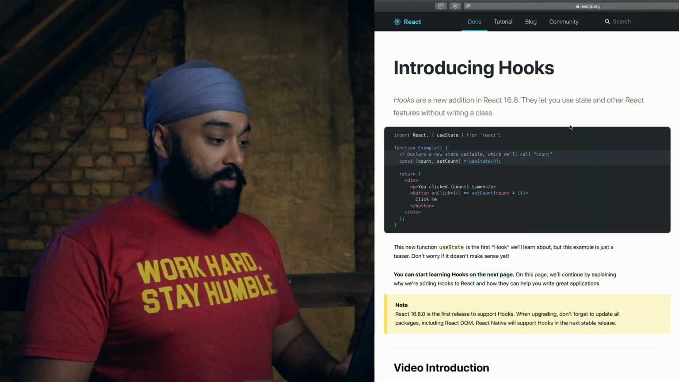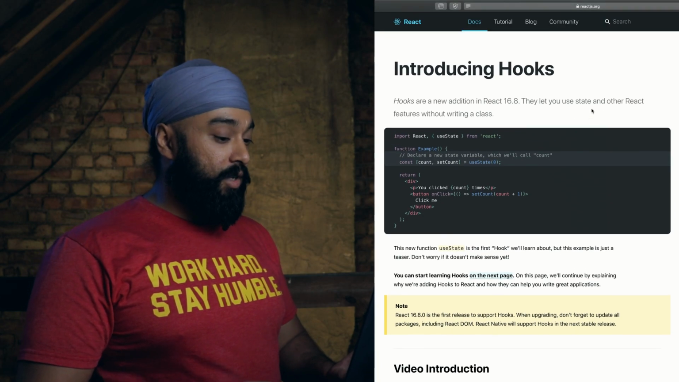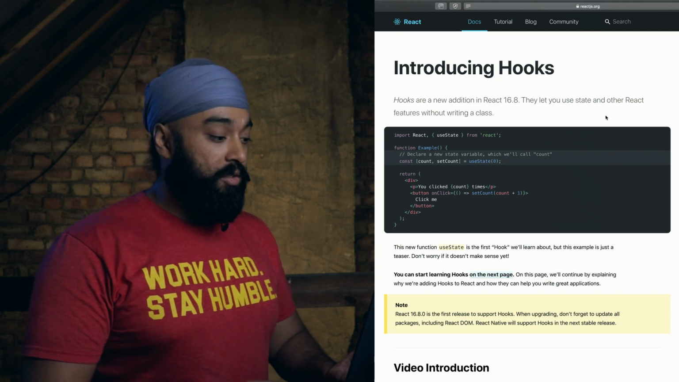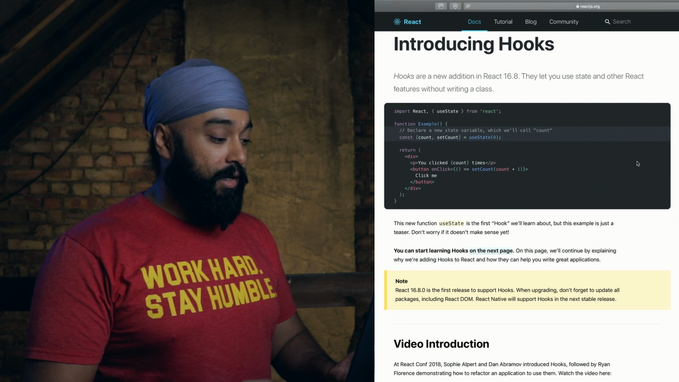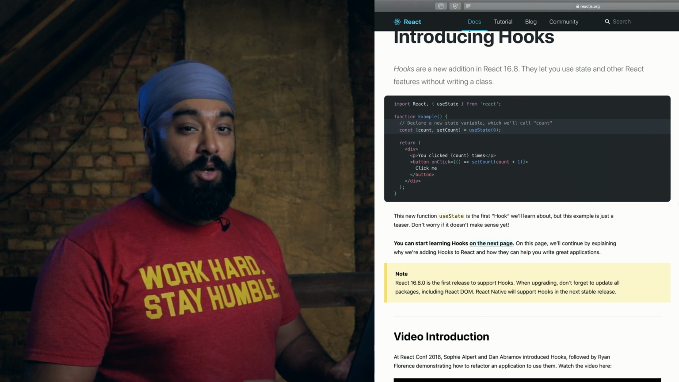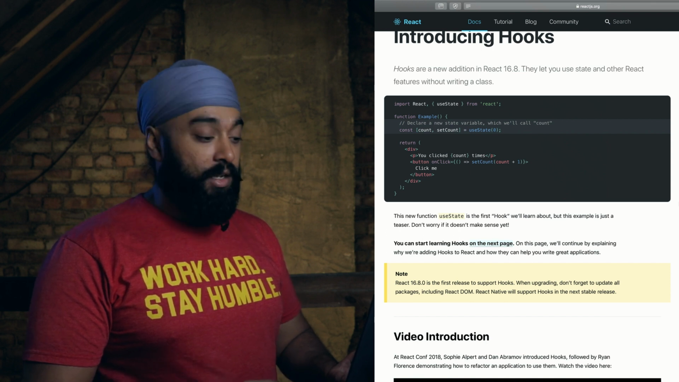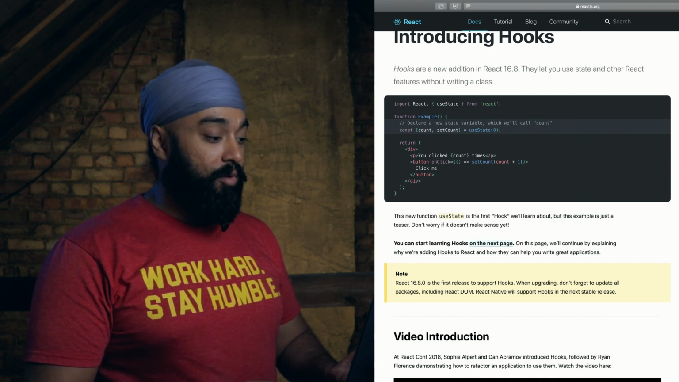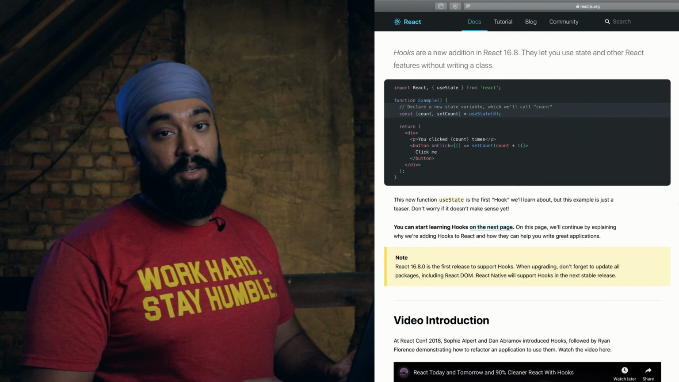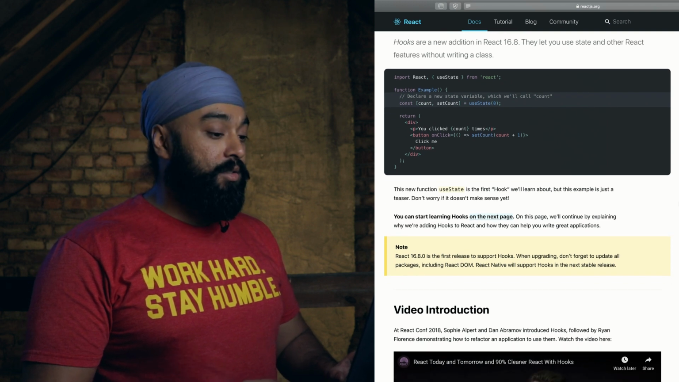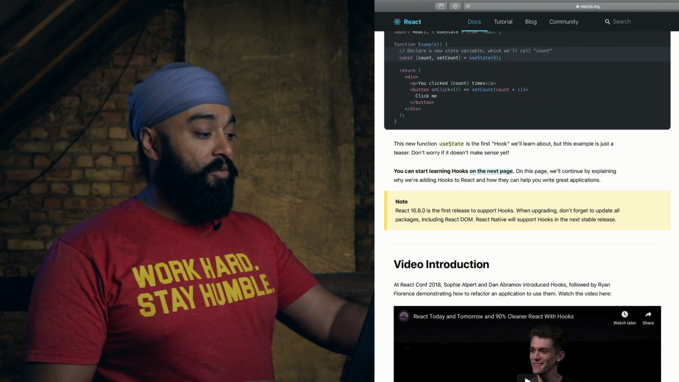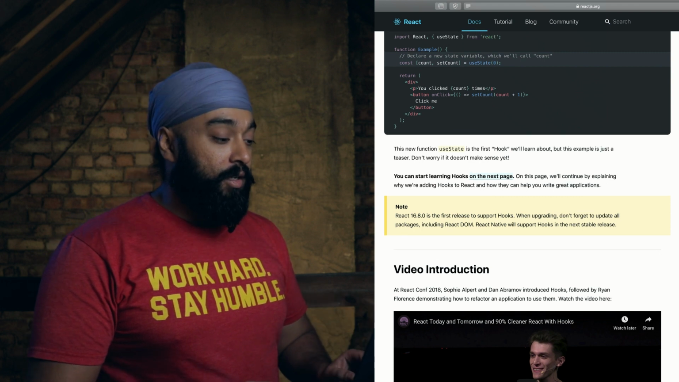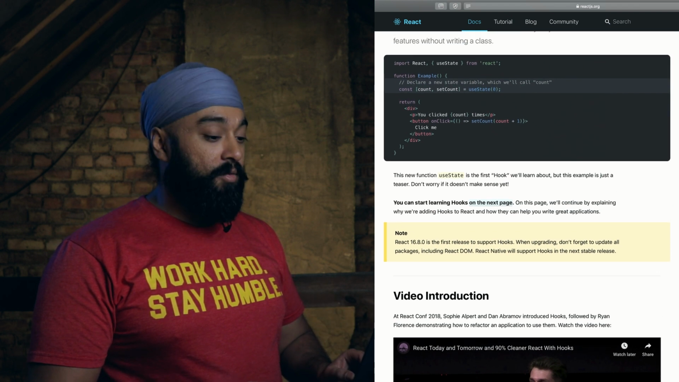Right guys, so I've just loaded up here the React site, the introducing hooks page on the docs, and I recommend that everyone who uses React reads this and gets a good understanding of what it's about and the reasoning behind why they've implemented hooks now. It's kind of taken a bit of a 180, a U-turn on classes. That's what I've gathered from it.